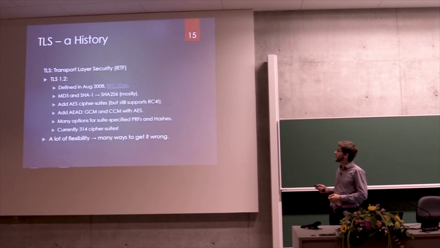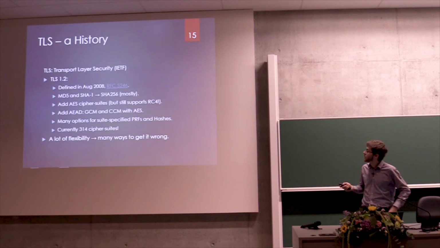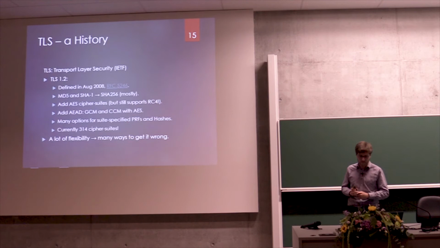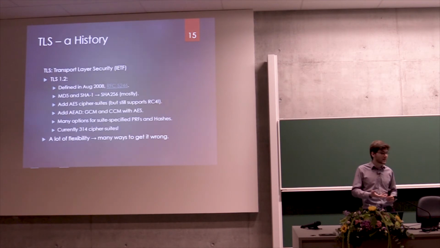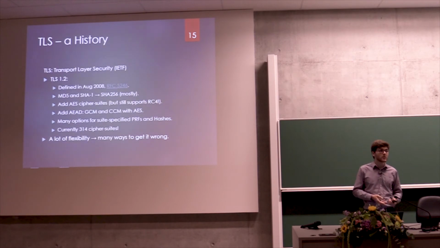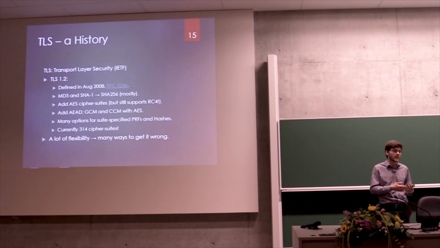So TLS 1.2 was defined in 2008, so not that long after 1.1. It mostly changed all occurrences of the MD5 hash function into SHA-1, SHA-1 into SHA-256. So which is good. It added AES compatible cipher suites, again good, but it still supported things like RC4. It added authenticated encryption, which I believe you heard about yesterday. So Galois mode with AES, which is good, but these are just additions. Everything that was sort of problematic before, all the suites that are weak, are still in TLS 1.2.